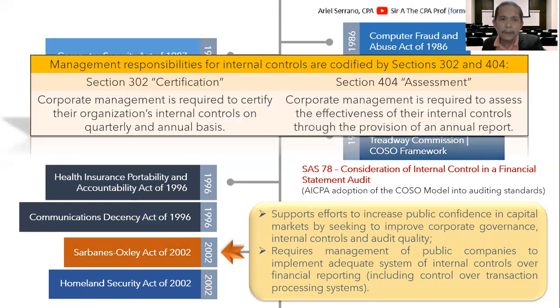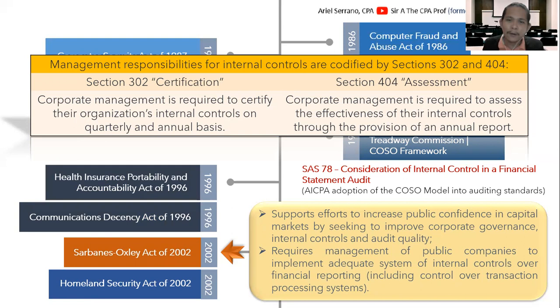Okay? Now, etong SOX na ito, ang pertinent sections na related sa atin ay yung Section 302 and Section 404. Sa 302, tinag ko ito as certification, samantalang sa 404, yung assessment. Ang ibig sabihin kasi nito, itong dalawa, this codifies the management responsibilities for internal control. So for Section 302, ang sinasabi nito that the corporate management ay required sila na i-certify, okay, na meron silang organization's internal control. At they have to certify it on a quarterly and annual basis.